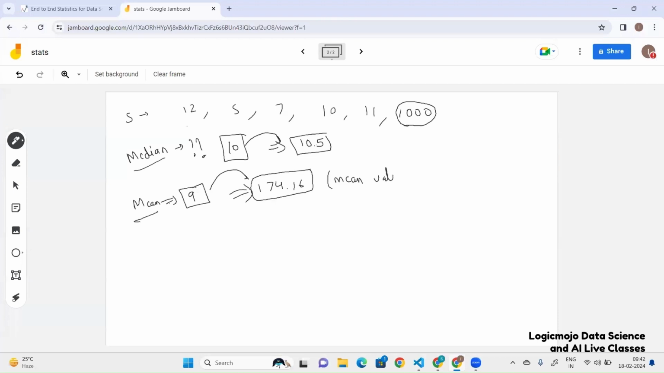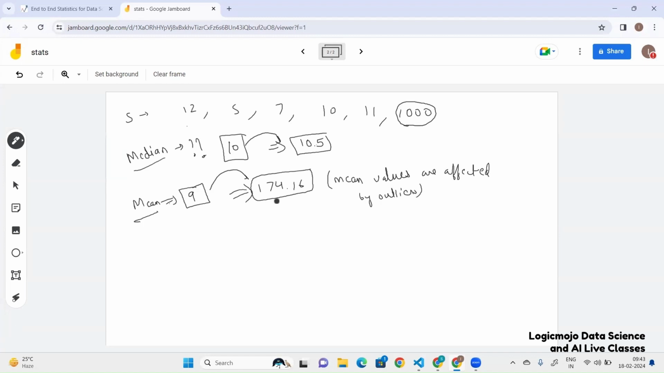So mean values are affected by outliers. Is this observation clear, guys? It's very simple and used a lot while data cleaning.